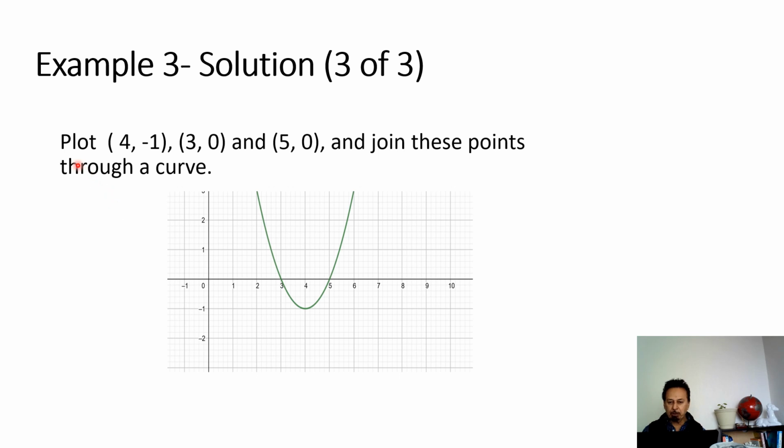So let's plot the vertex (4, negative 1), and (3, 0), and (5, 0). So let's see, (3, 0) is here, and (5, 0) is here, and this is (4, negative 1). So we join these points through this curve, and that's our graph.